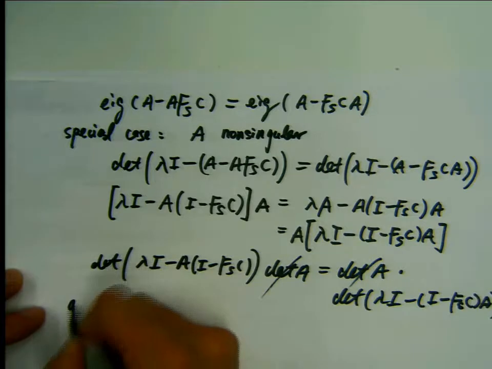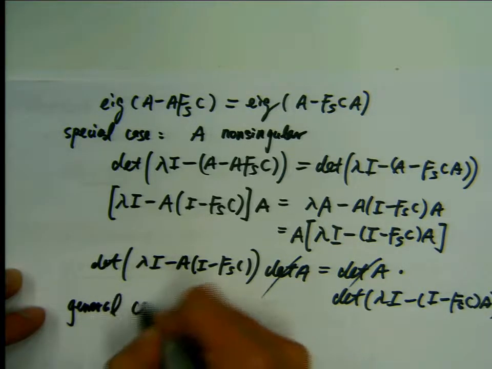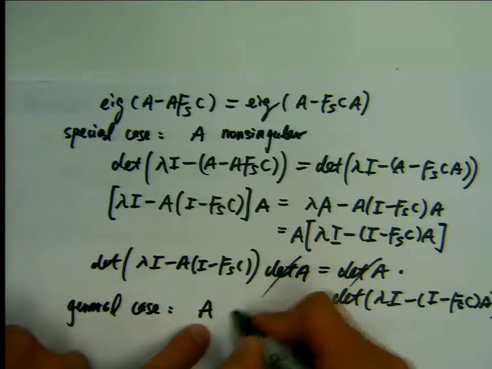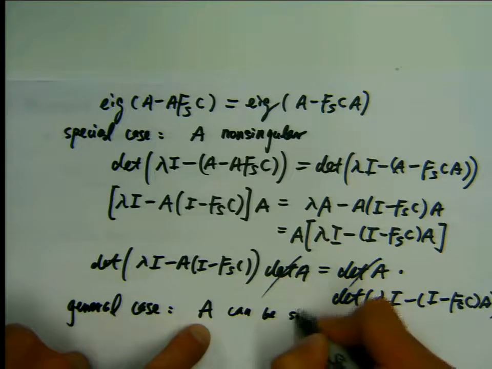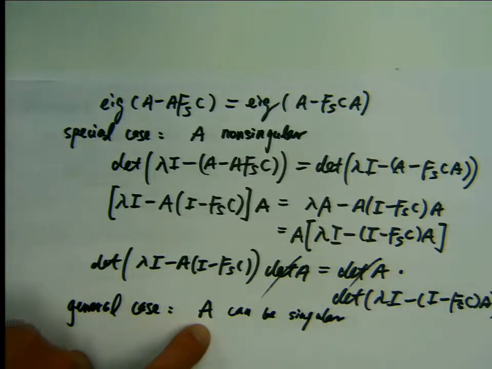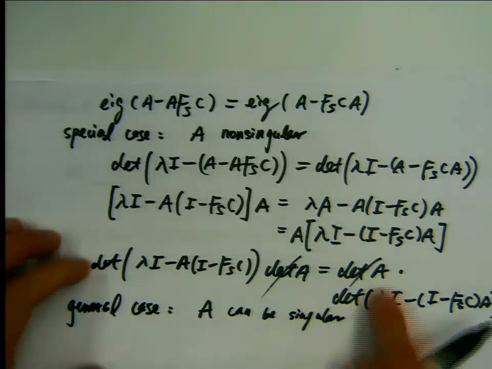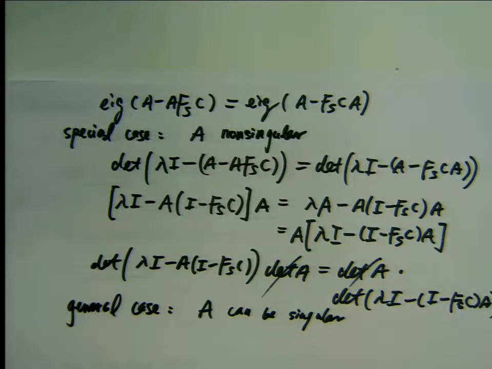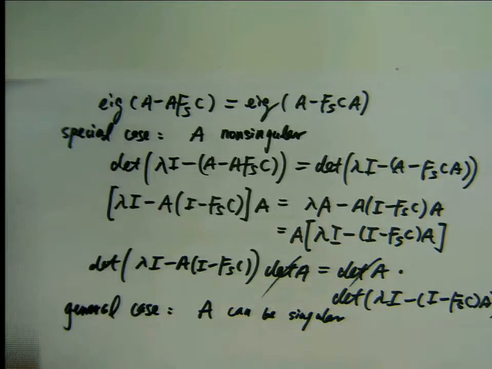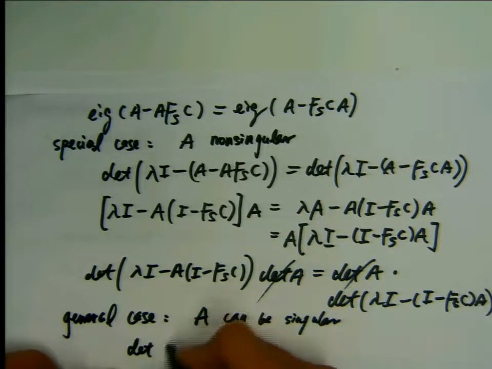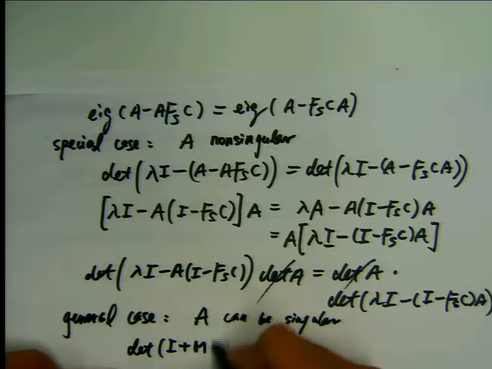The general case. A can be singular. In this case, the determinant of A is 0. A singular means A has eigenvalues at 0, so this kind of analysis no longer holds. What we're going to need to do is use another type of result. I will mention this at the moment, but I won't prove it.